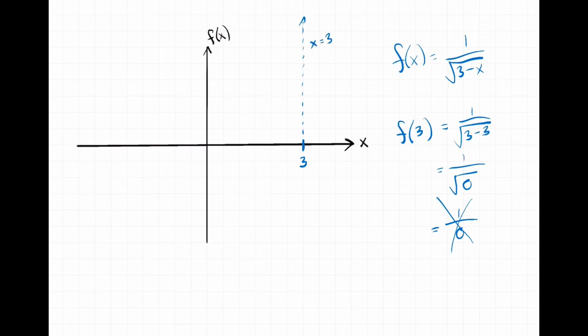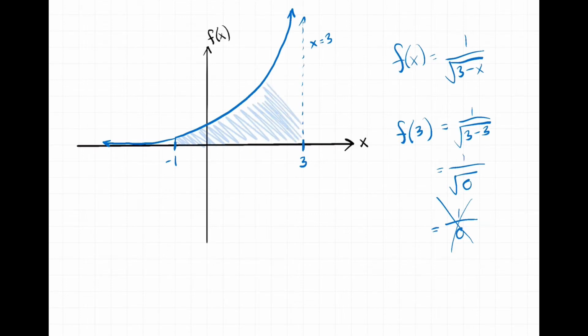And the function is going to look something more or less like this. It's going to go off to infinity as x approaches 3, and it will also approach the negative x-axis as x goes off to minus infinity. So over here is -1. And the area we're trying to find is the area inside here.